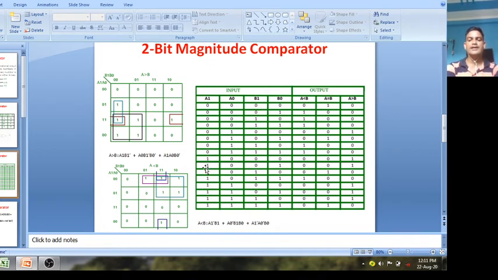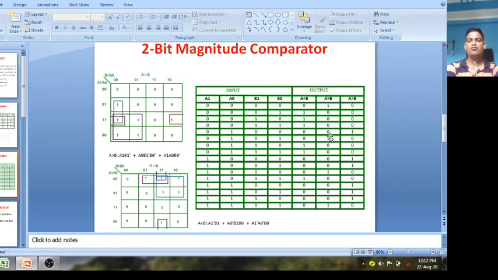One more example I can take from here. 1 0 is 2, and 0 1 is 1. So 2 is greater than 1. So a greater than b equals 1, and the rest are 0. Suppose I take 1 1 last. 1 1 is 3 in the decimal number system. So 3 equals 3, and this is a equal to b. That's why it is high. So from the truth table you can analyze a equal to b.